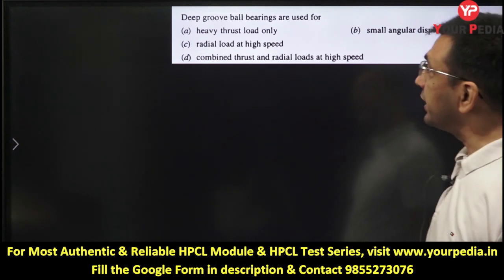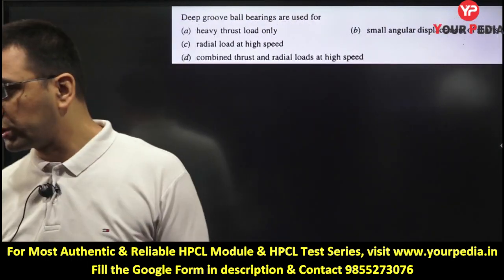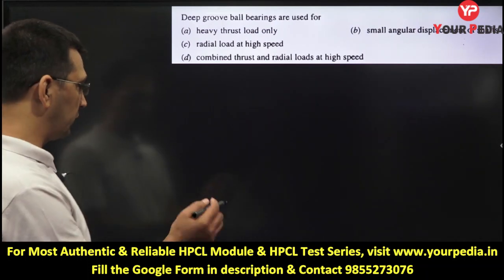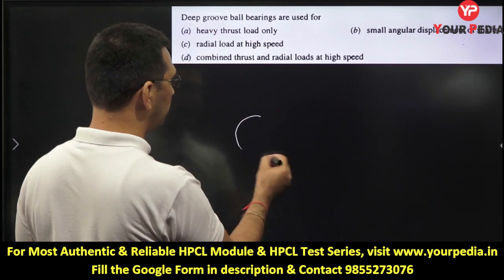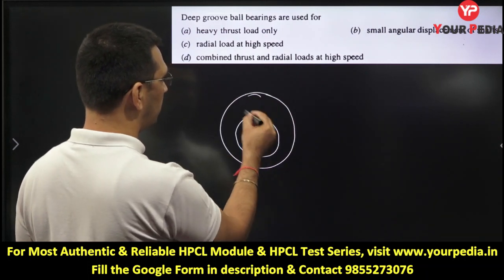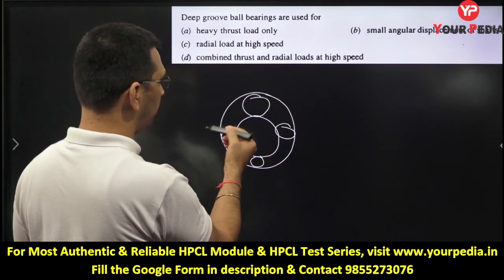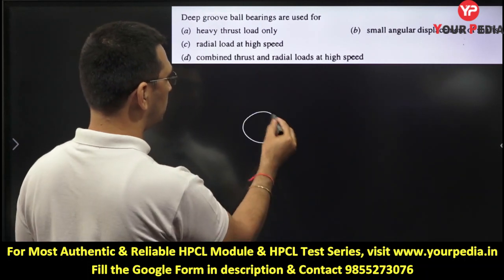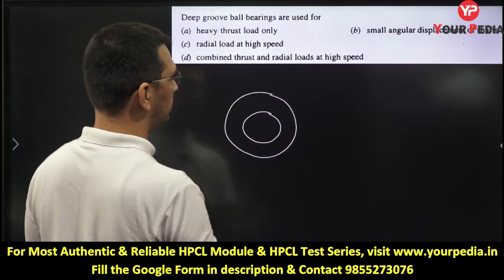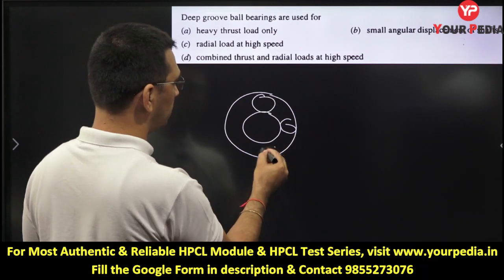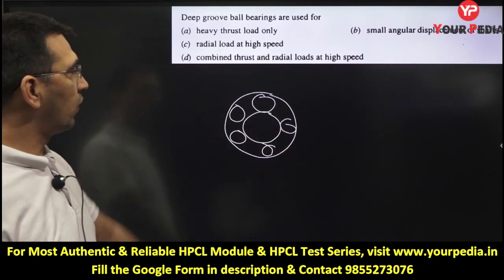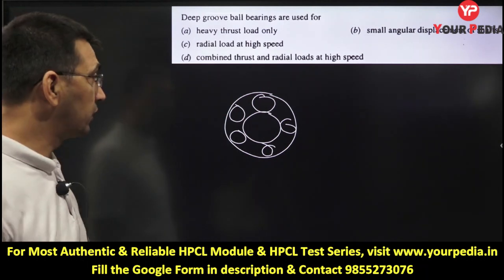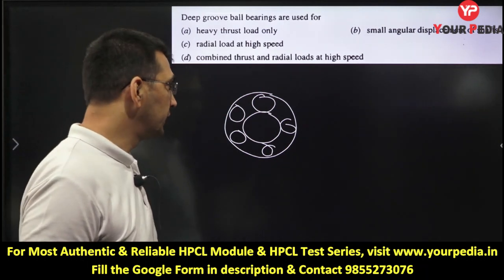Just go through it. Deep groove ball bearings are used for. All of you know what a deep groove ball bearing is. Simply, I have a bearing, and you have used the balls. You are using the balls over here, and therefore we call this bearing a deep groove ball bearing. Conrad bearing we also call it.